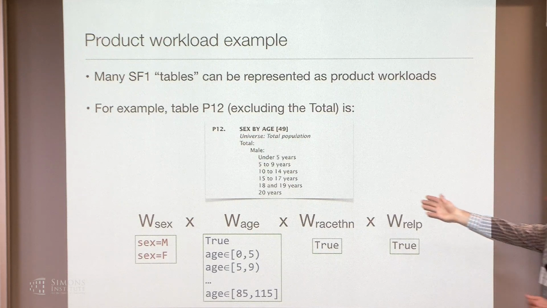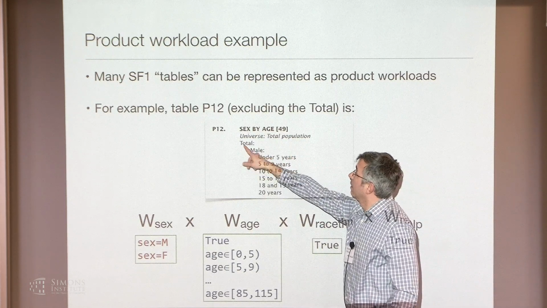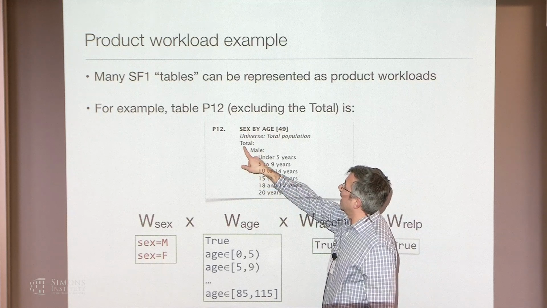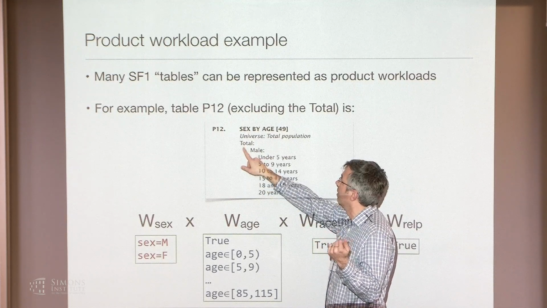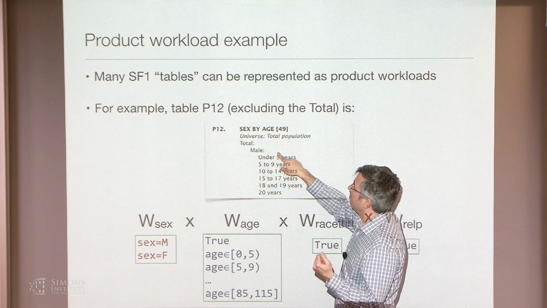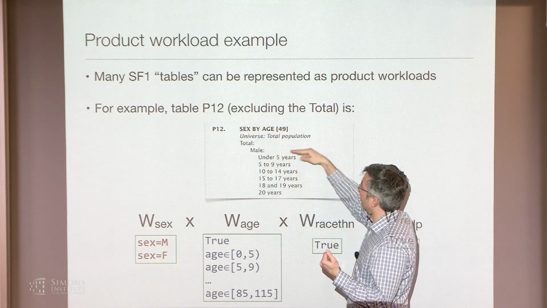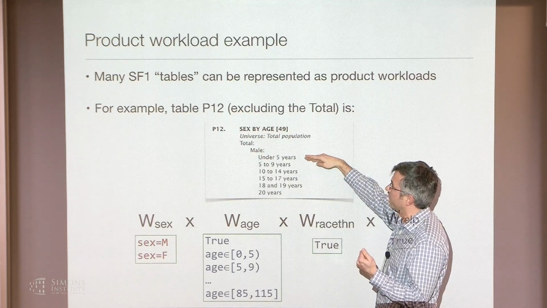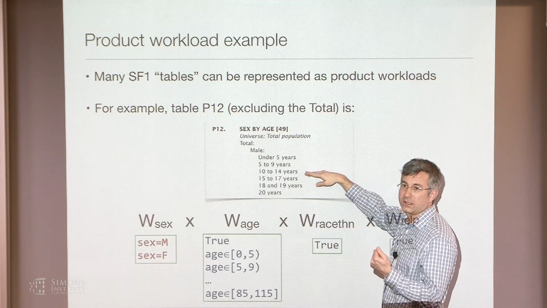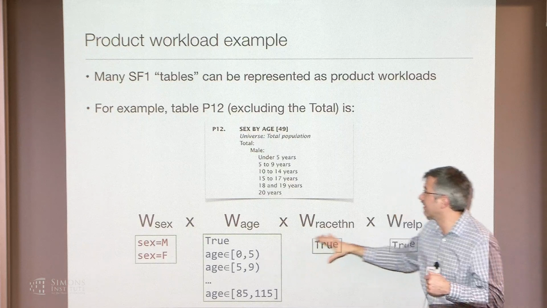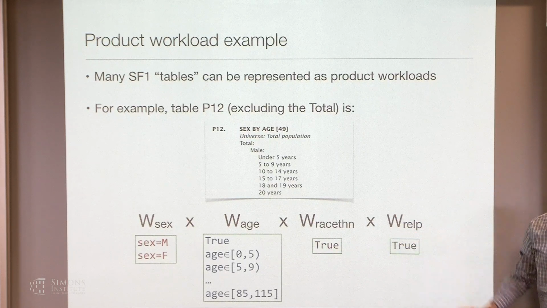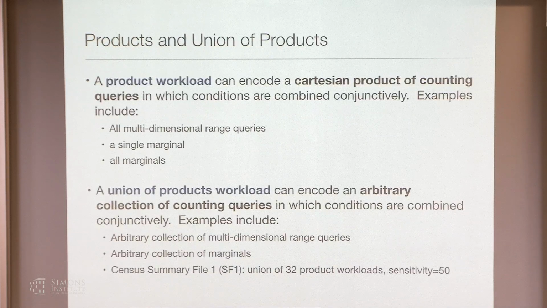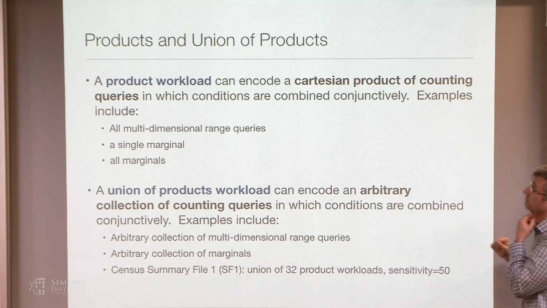This is one of the tables where it has this nested structure that asks for the total population. Actually, every table contains the total population, and then how many males there are, and then breaks down the males by those that are under 5, 5 to 9, 10 to 14, and so on. Okay, so that's this table P12 written as a product. All right. So product workloads can encode the Cartesian product of counting queries.